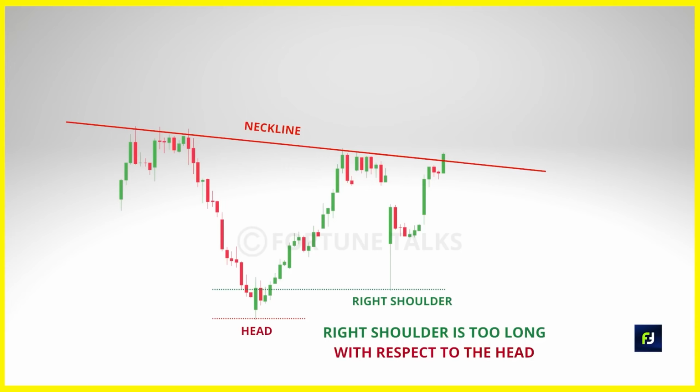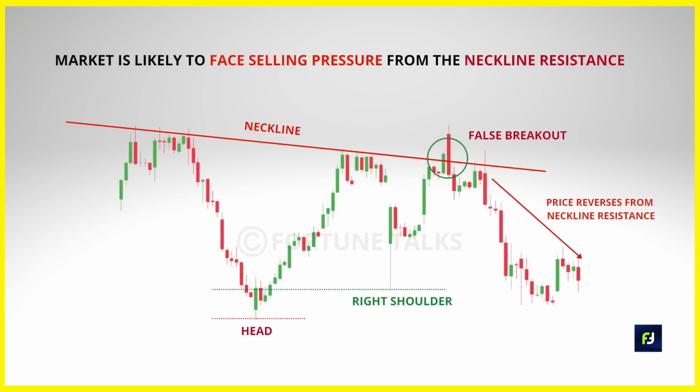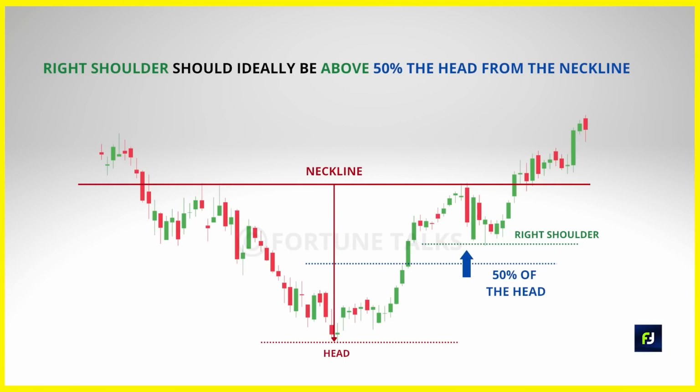So let's say you have an inverse head and shoulder pattern that has a very long right shoulder, then you might want to avoid buying the breakout, because the price has already moved a long distance from the lows of the right shoulder to the resistance area, which attracts more buyers along the way. So the market is likely to face selling pressure from the profit booking by the buyers and also from traders who want to sell at the resistance level. Now this will create a strong selling pressure which will lead to a price decline. So a rule that you can follow is that the right shoulder should be above 50% of the head of the pattern.